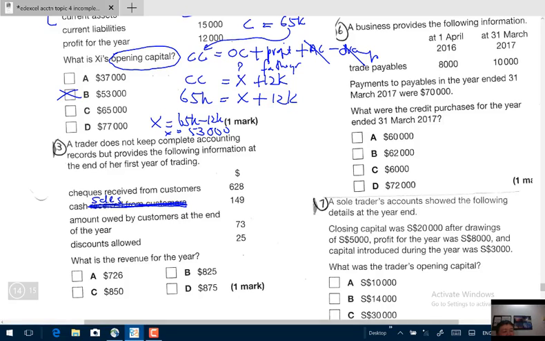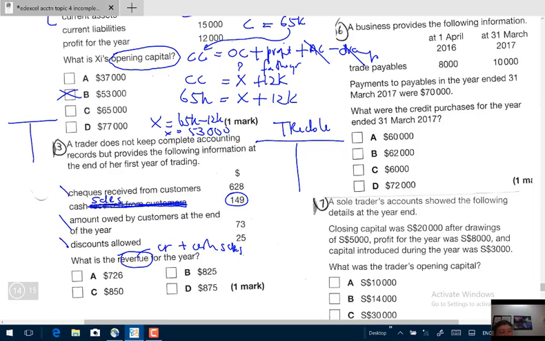Okay, so these cheques received from customers are from your credit customers. Amounts owed by customers, yes, that's how much they owe you. Discount allowed to your credit customers. So what's the revenue for the year? Here it consists of credit and cash sales, two types of sales. The cash sales you already know is 149. So your job is simply to find your credit sales. For that to happen, you open your trade receivables. Trade receivables, cash received from customers.